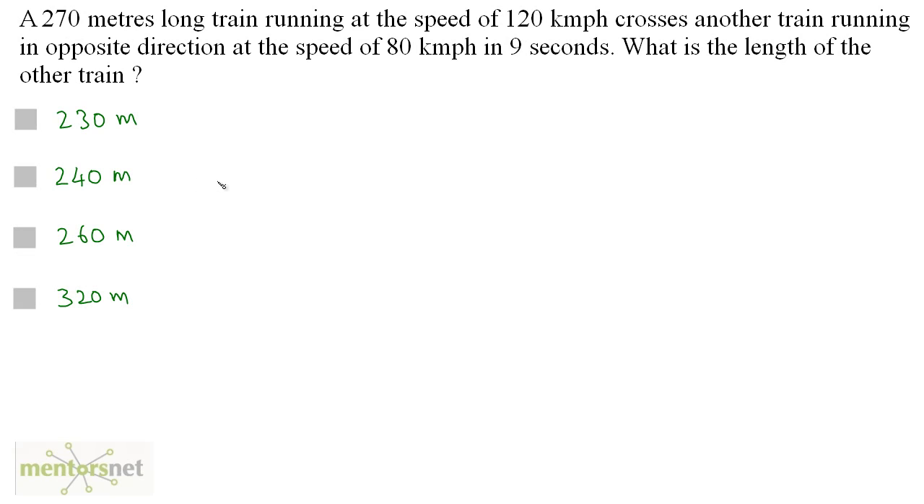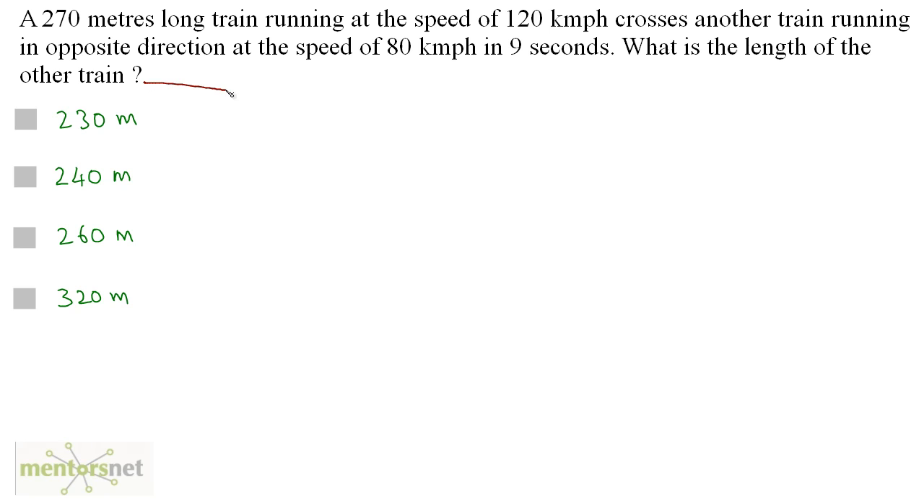A 270 meters long train running at a speed of 120 kilometers per hour crosses another train running in the opposite direction at the speed of 80 kilometers per hour in 9 seconds. What is the length of the other train?